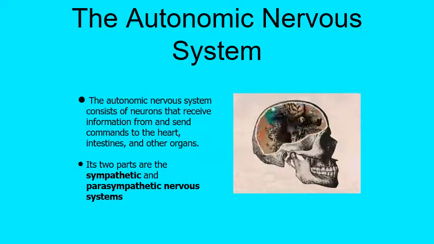And the autonomic system is responsible for our heart rate, our breathing, blood pressure, digestion, hormone secretions, and other functions. They consist of neurons that receive information from and send commands to the heart, intestines, and other internal organs. So again, they are responsible for our internal environment. This system detects changes in our internal environment, and it has two parts, namely the sympathetic and parasympathetic systems.